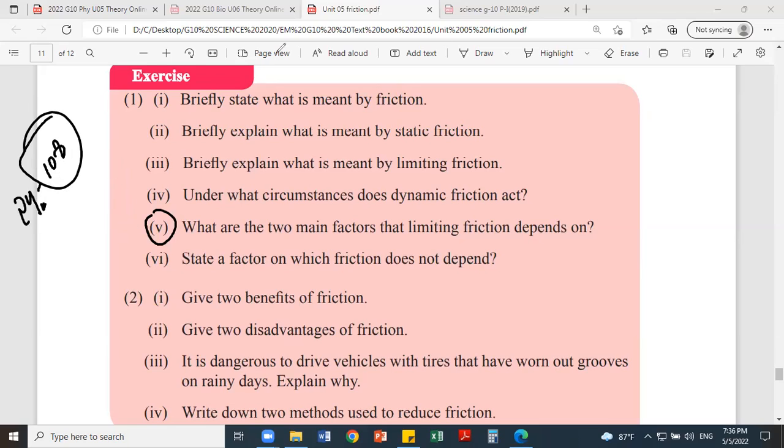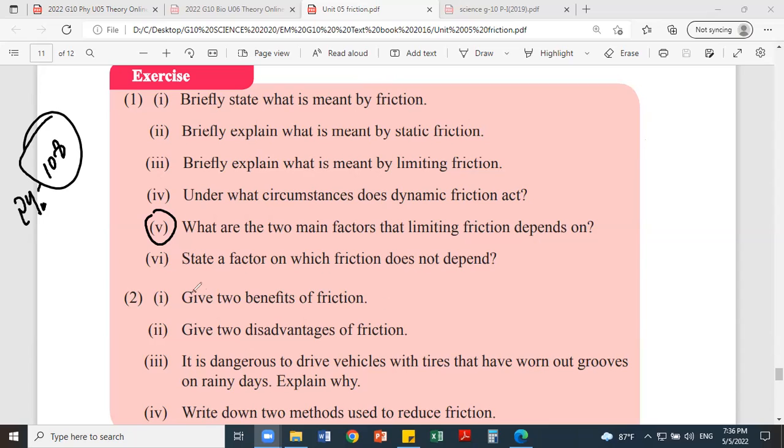Any volunteers? Part 5, everyone should be able to tell. Today also I told this: the factors that the limiting frictional force depends on. We discussed this now. Channel, what is the answer? The normal reaction and the nature of the contact surface, sir. Very good, Channel. The answer is the nature of the contact surface and the normal reaction.